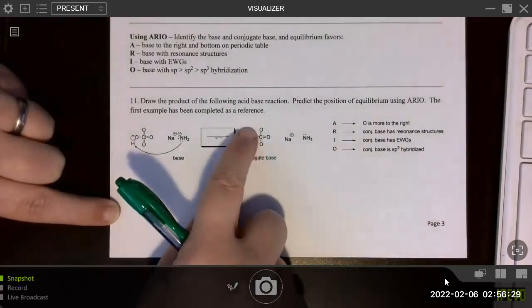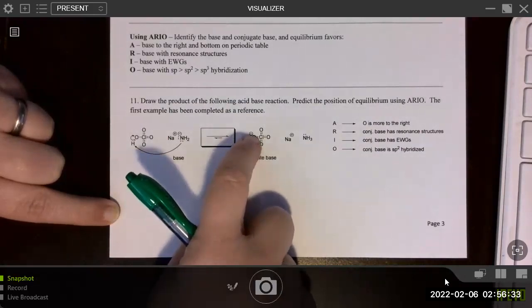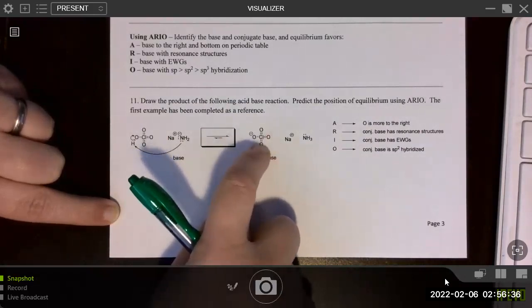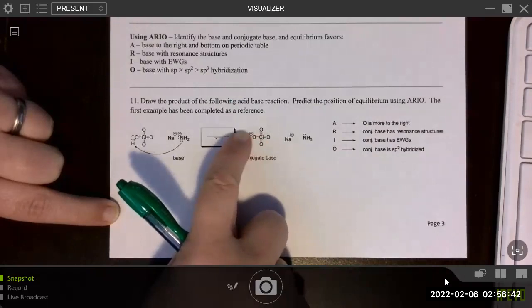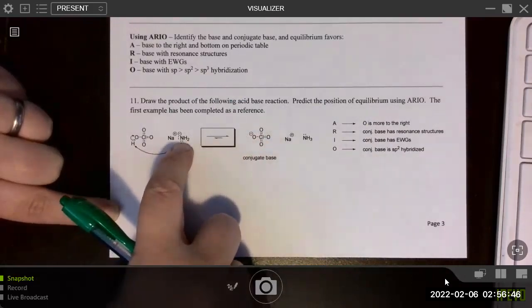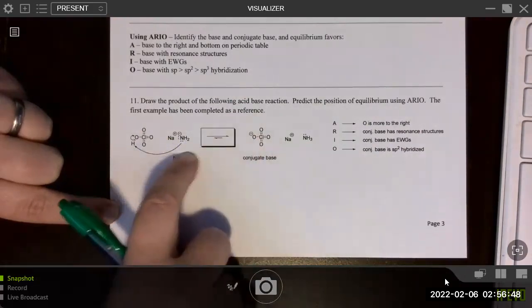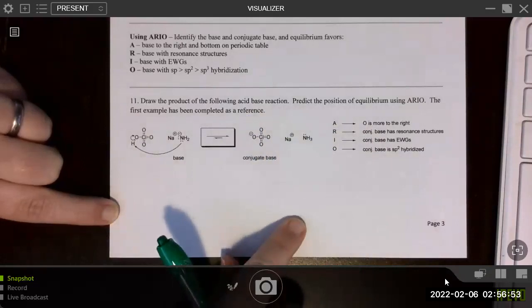Well, if we had drawn in the lone pairs on this oxygen, one of them is going to be allylic to the 3 pi bonds that are on the chlorine. So it's going to be resonance stabilized, whereas the lone pair on the nitrogen is not resonance stabilized. So again, resonance stabilization, we predict that will be more stable. So we have the prediction to the right again.